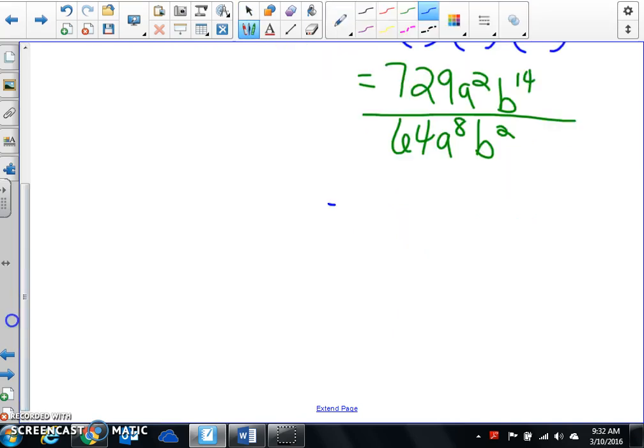Now let's put 729. We know 64 is going to be on the bottom. All right, I've got 2 a's on top, 8 a's on the bottom, so I'm left with 6 a's, and they're on the bottom. I've got 14 b's on top, 2 on the bottom, so I'm left with 12 b's, and they're on the top.